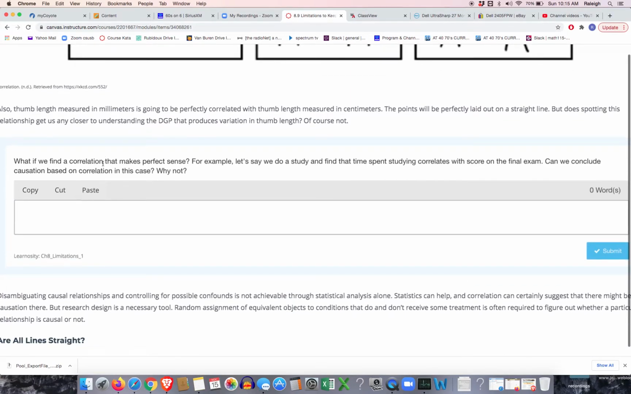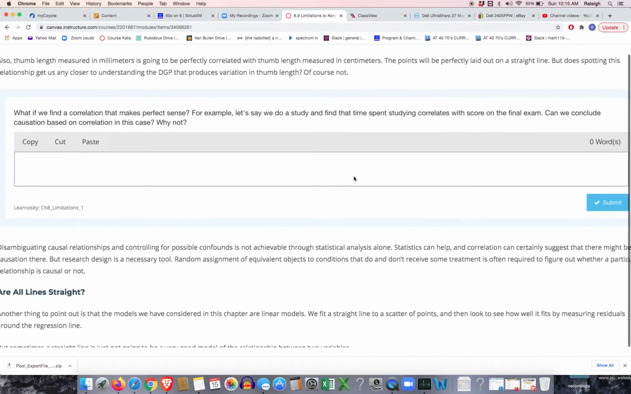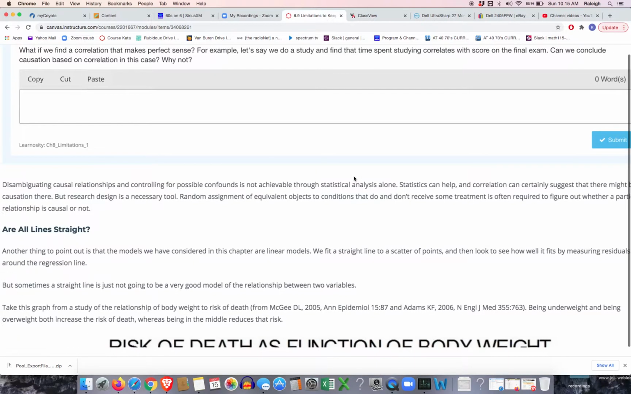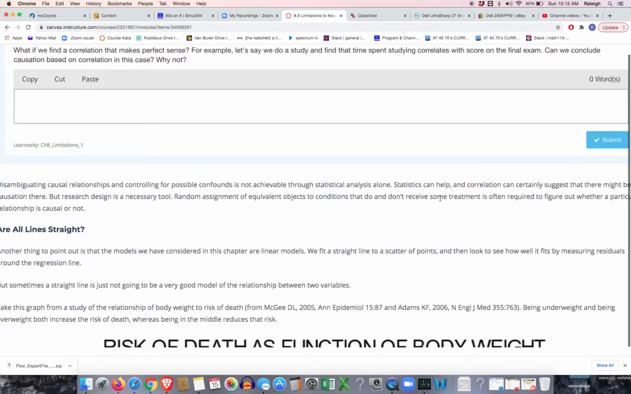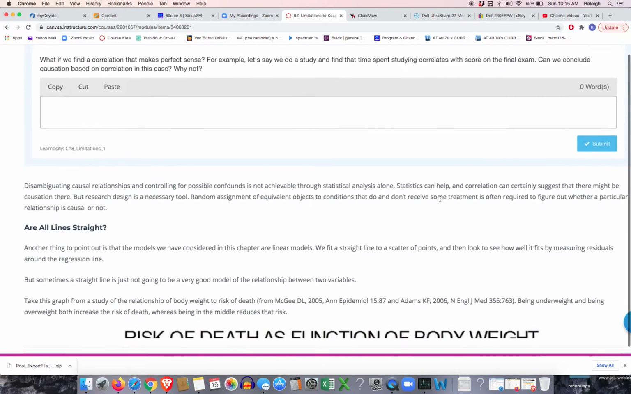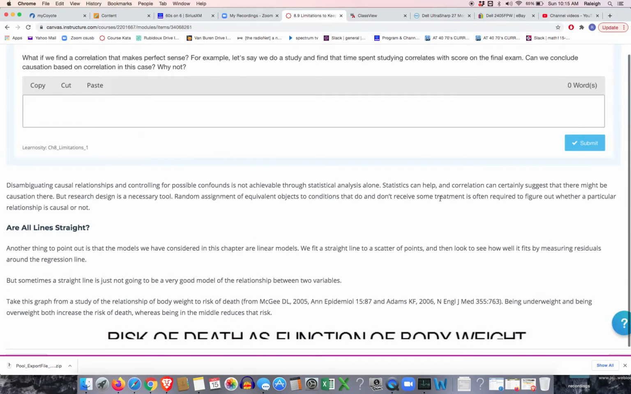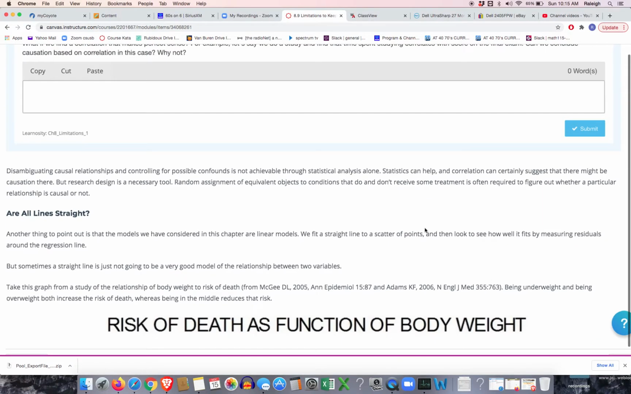What if we find a correlation that makes perfect sense? Say we do a study and find the time spent studying correlates with score on the final exam. Could we present that? Well, yeah, I'd say so, because you do have other bits of knowledge that you just don't throw away. Statistics can help, but you can't get into, I don't know, boxing championships with ladies' fashions, as they were trying to correlate 100 years ago. So we don't go there at all.